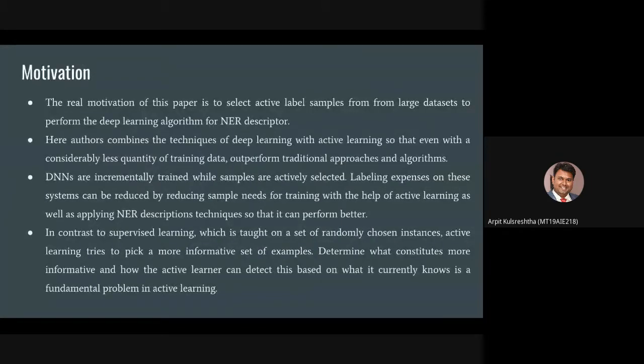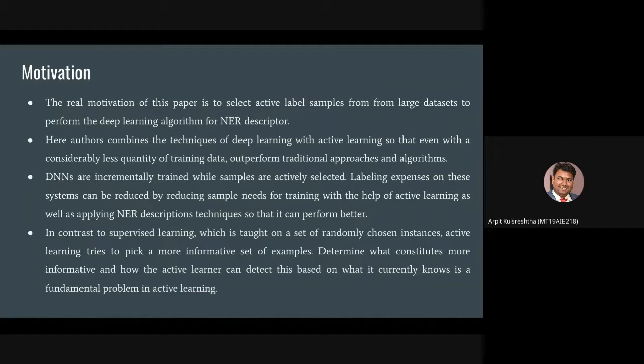Motivation. The real motivation is to select which samples to label from a large database. Here, active learning is used for deep learning tasks in NER, which was popular for so much time before 2018. We want to achieve good accuracy on the samples. Before applying a DNN architecture on the data sets, we first need to select the samples with the help of active learning.